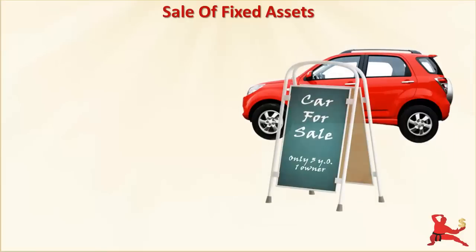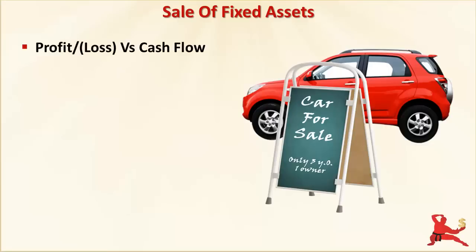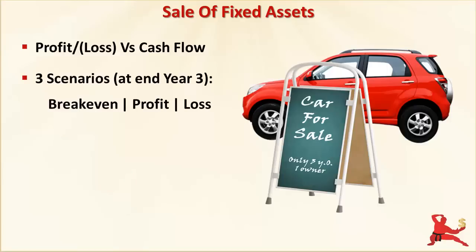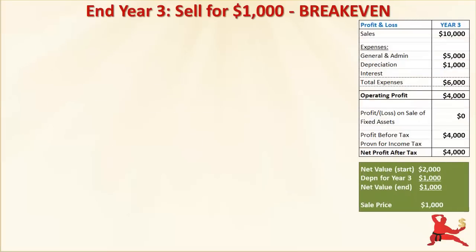Now let's look at what happens when you sell a depreciable fixed asset. The key point to understand here is the difference between profit or loss versus cash flow with the sale transaction. We'll look at 3 scenarios: break even, profit, and then a loss situation. The net book value of the asset at the time of sale is the base used to determine whether you've made a profit or loss on the sale. Let's start with the break-even scenario.